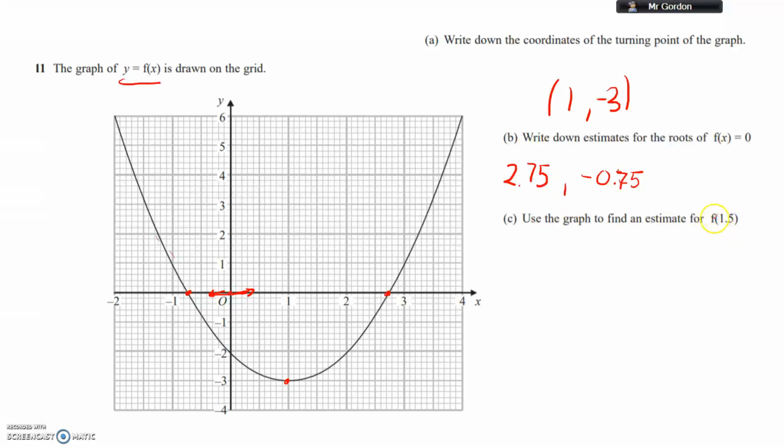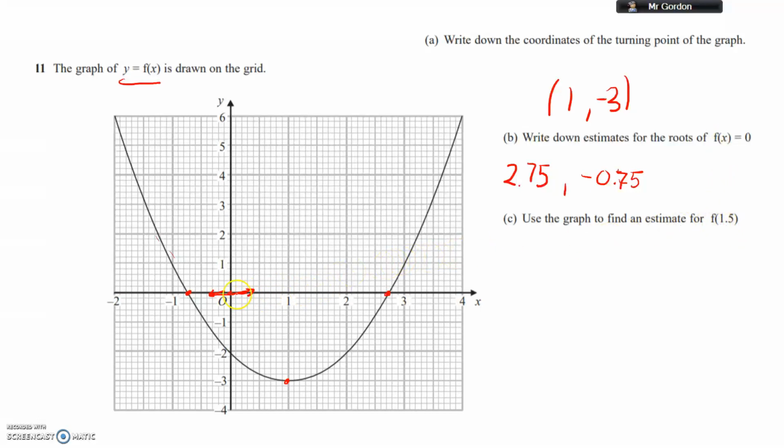And part C, use the graph to find an estimate for f of 1.5. Look what's happened here: the x has changed to 1.5. So what we're saying is when x is 1.5, what is the output? What is the y value when x is 1.5?